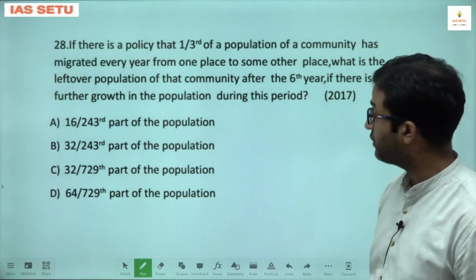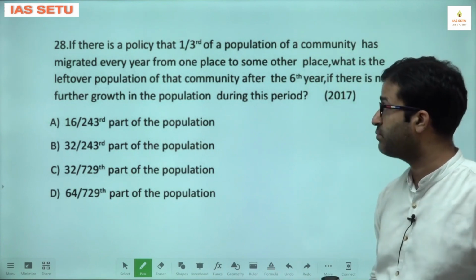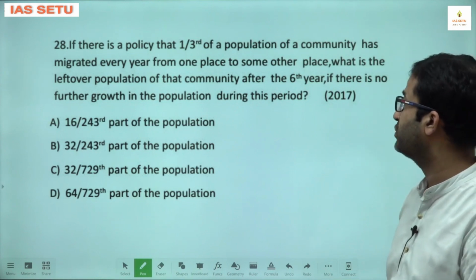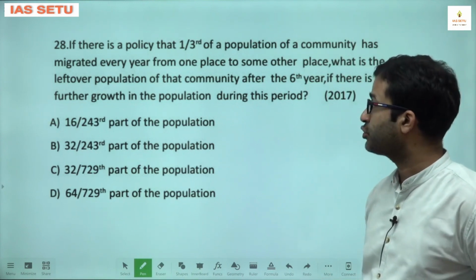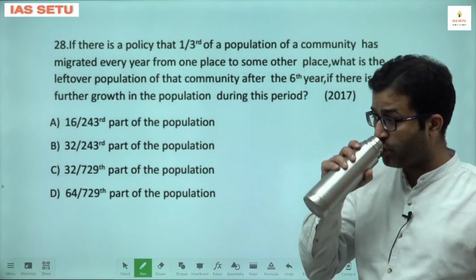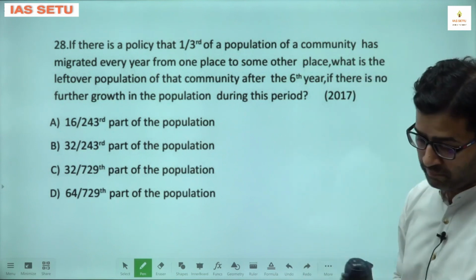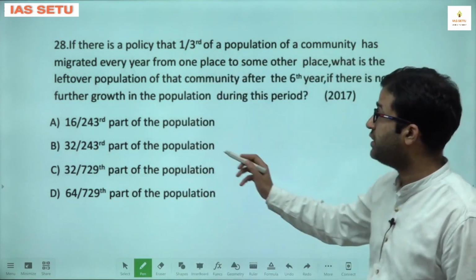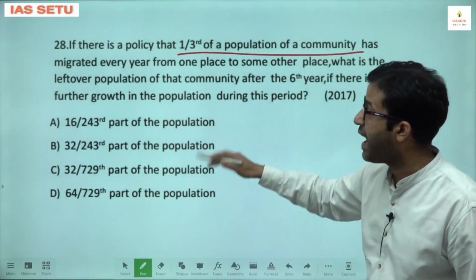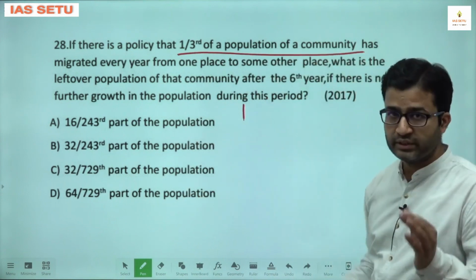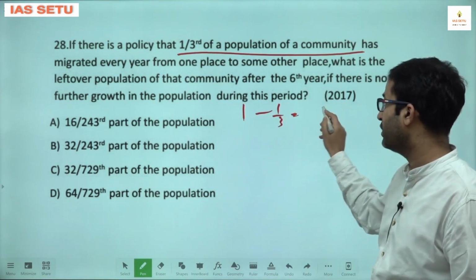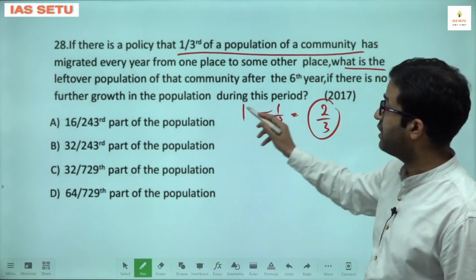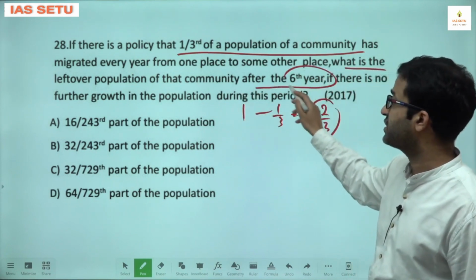If there is a policy that 1/3 of the population of a community has to migrate every year from one place to some other place, what is the leftover population of that community after 6 years if there is no further growth in the population during this period? See here, 1/3 of the population of a community has to migrate every year. So total population 1. Out of that 1/3 migrate. So what is the remaining population? 2/3.